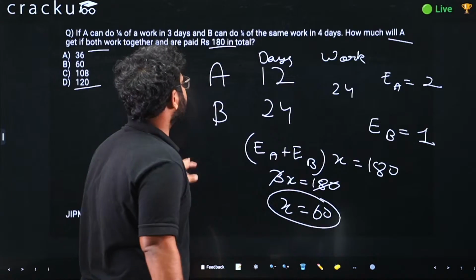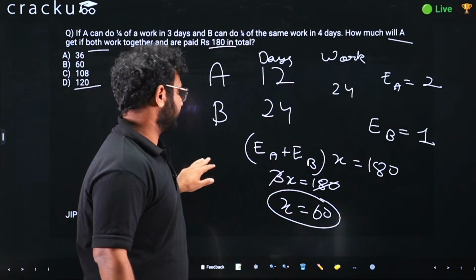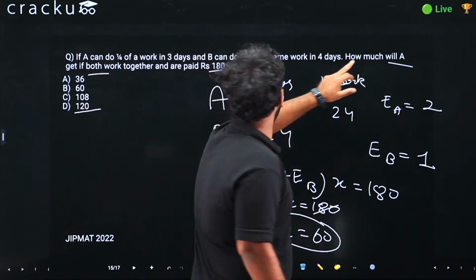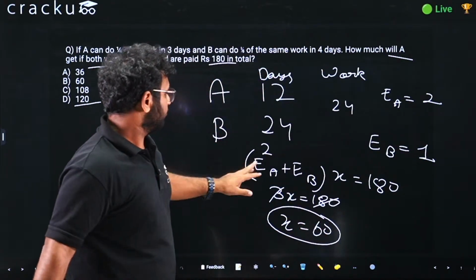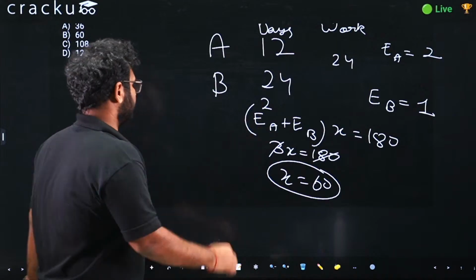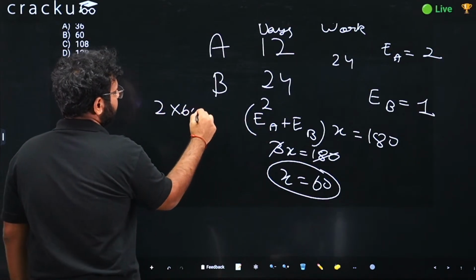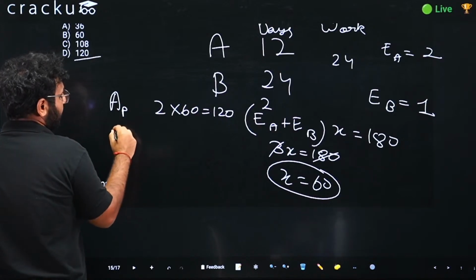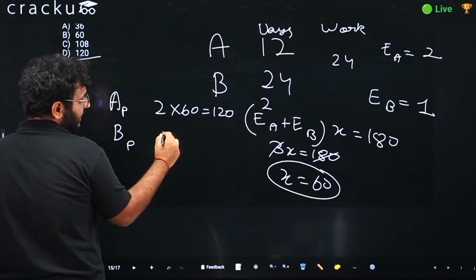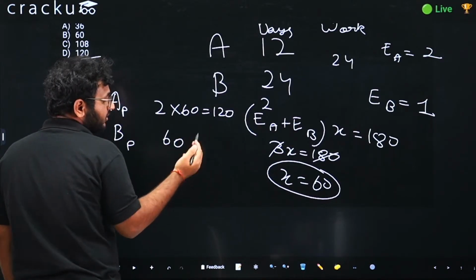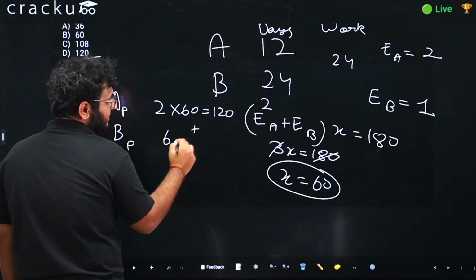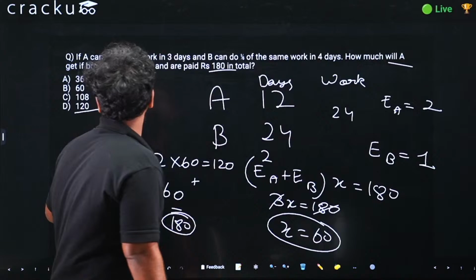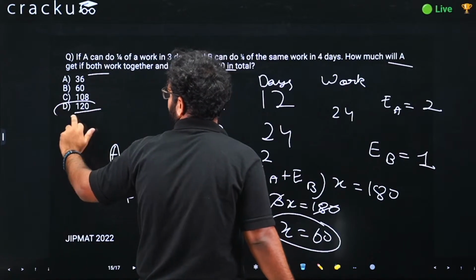Okay. Now what am I paid? I am paid 2x. See, here it is 2. It is given, how much will A get if both work together? So A will get what? 2x. So 2 into 60, which is equal to 120. So this is what A is paid, and what B is paid is equal to x, which is equal to 60. Now we can cross verify also. 120 plus 60 is what? 180. So we are doing it right. So the correct answer is option D, 120.